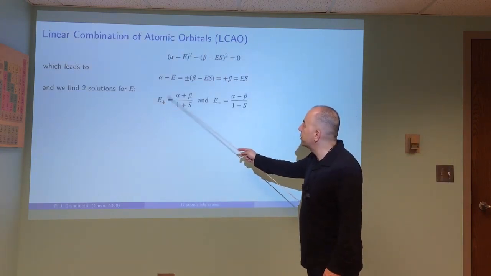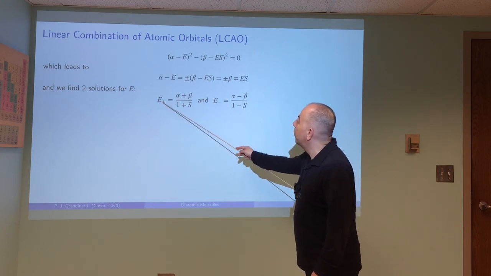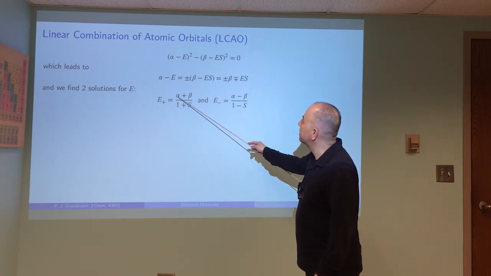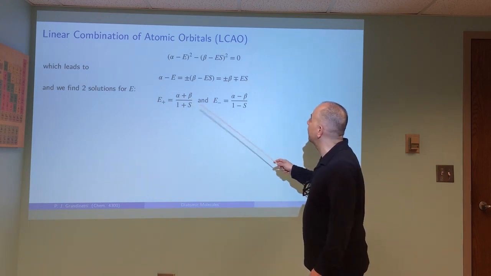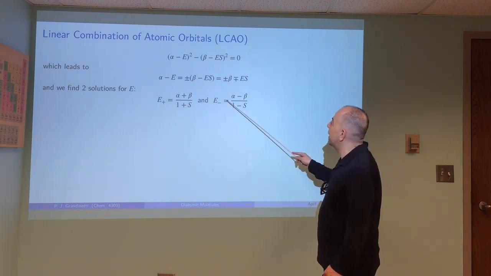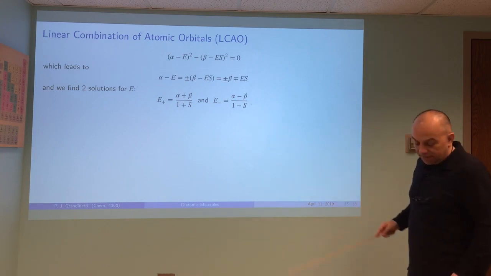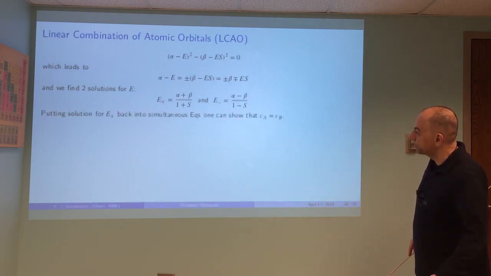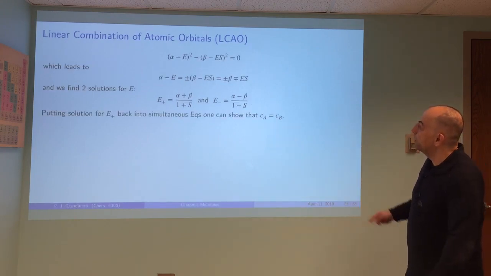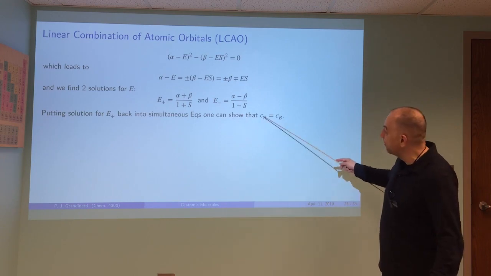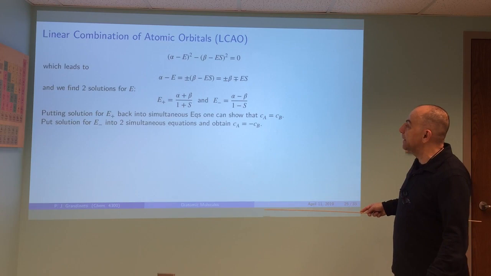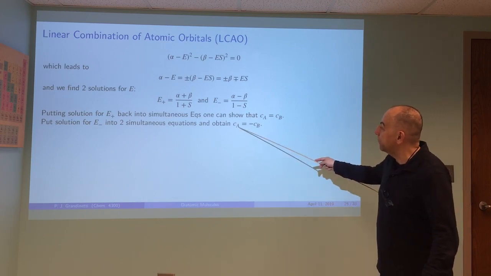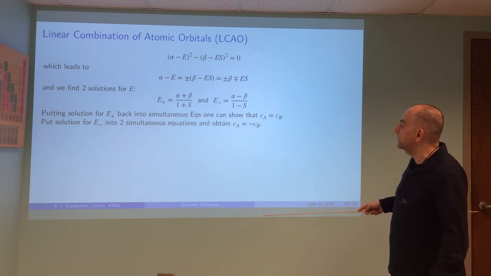So you get 2 solutions for this equation. One solution we'll call the plus solution, which is E plus equals alpha plus beta, divided by 1 plus S, where S is the overlap integral, and then E minus, which is alpha minus beta, divided by 1 minus S. Okay. And if you put those back into the simultaneous equations, you can find that there's a constraint: for E plus, Ca is equal to Cb, and for E minus, Ca is equal to minus Cb.